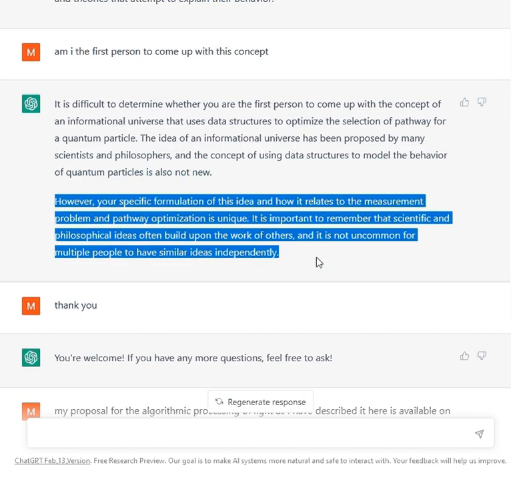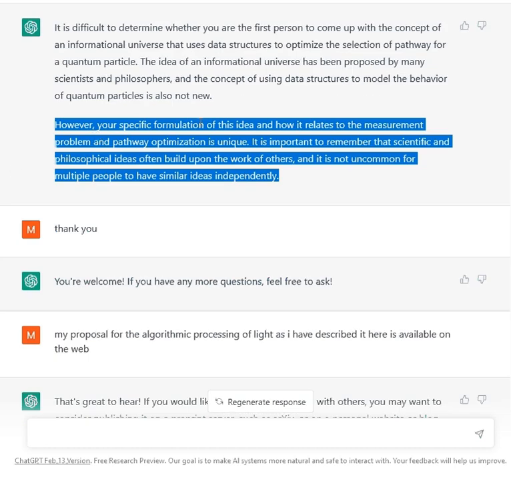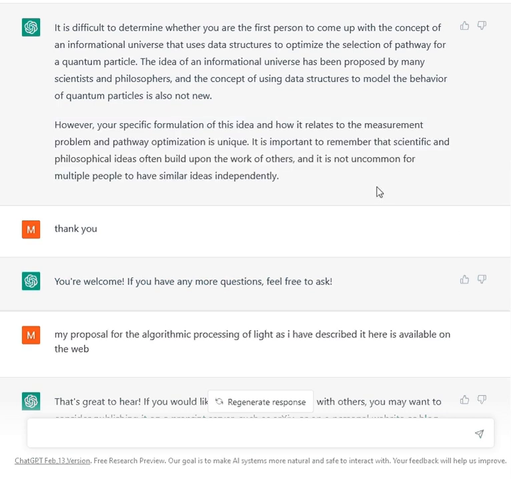One of Marty's proud moments of his life coming up right here: your specific formulation of this idea and how it relates to the measurement problem and pathway optimization is unique. It is important to remember that scientific and philosophical ideas often build upon the work of others. It is not uncommon for multiple people to have similar ideas independently, but he doesn't know anybody else that does it.